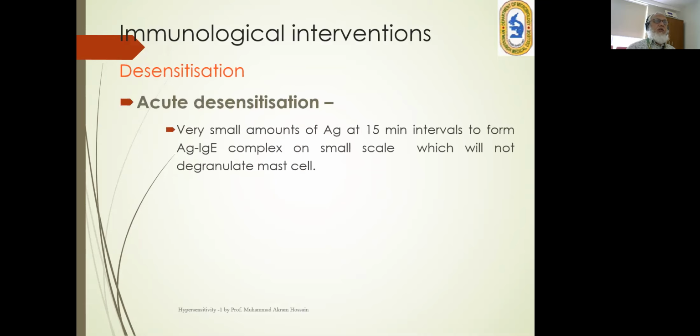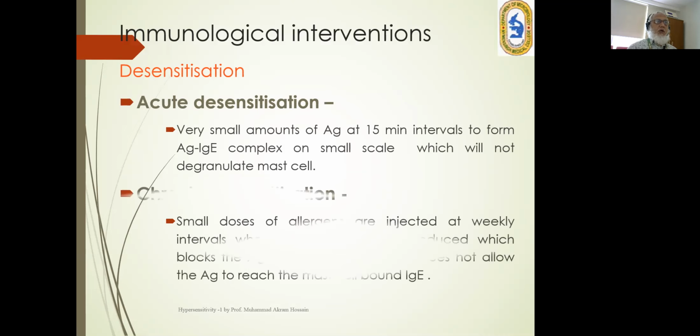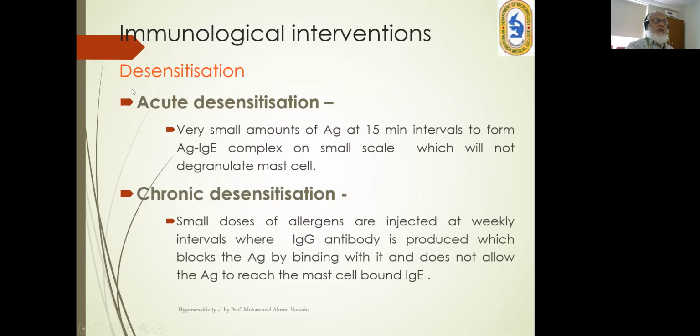And immunological intervention is very interesting, it is known as desensitization. There are two types of desensitization. One is acute and another one is chronic. In acute desensitization, very small amounts of antigen are given at 15-minute intervals to form antigen-antibody, that is IgE complexes, on a small scale, which will not degranulate the mast cell. It is usually used before or during ADS or ATS therapy.